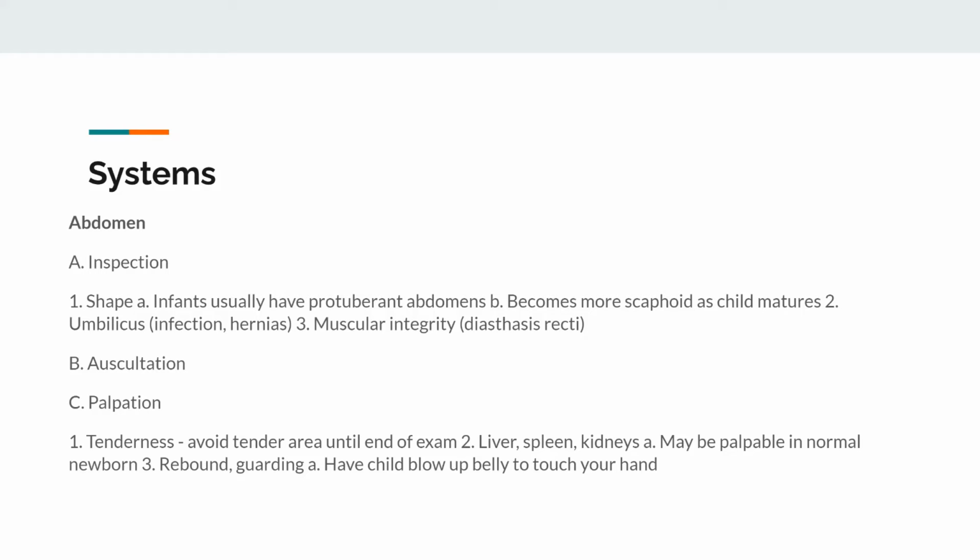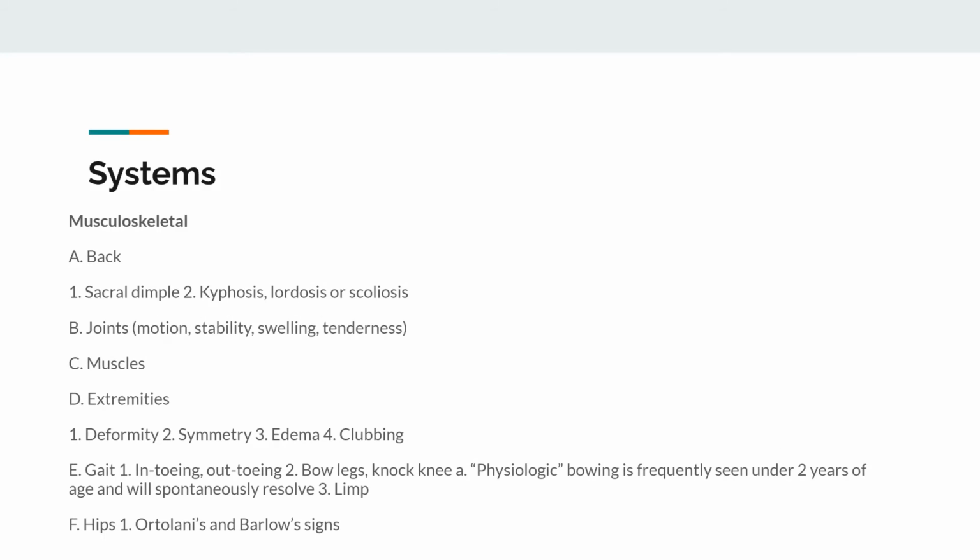Abdomen. This is important. This is something that you might have to do all of it. Sometimes, if you're asked to inspect the abdomen, do the inspection. Shape. Infants have a protuberant abdomen, which becomes scaphoid as the child matures, and then the umbilicus, the muscular integrity, all of these things that I've written here before. Integrate these into your adult medicine knowledge. This is not all of it. This is just some things that you need to know for pediatrics.